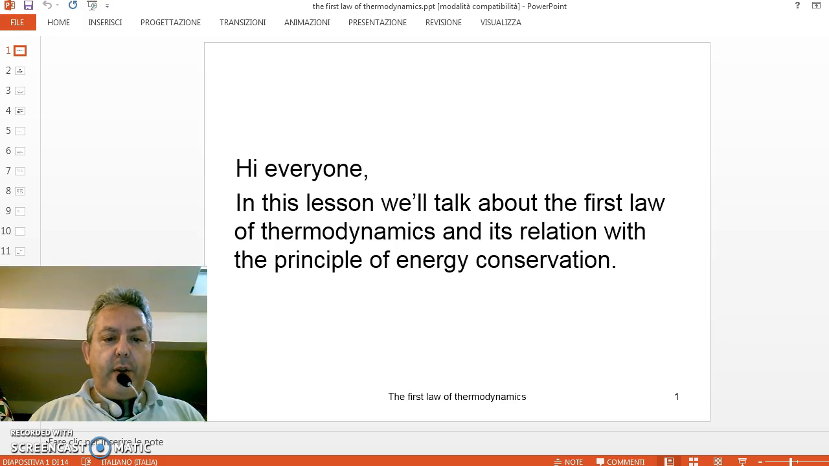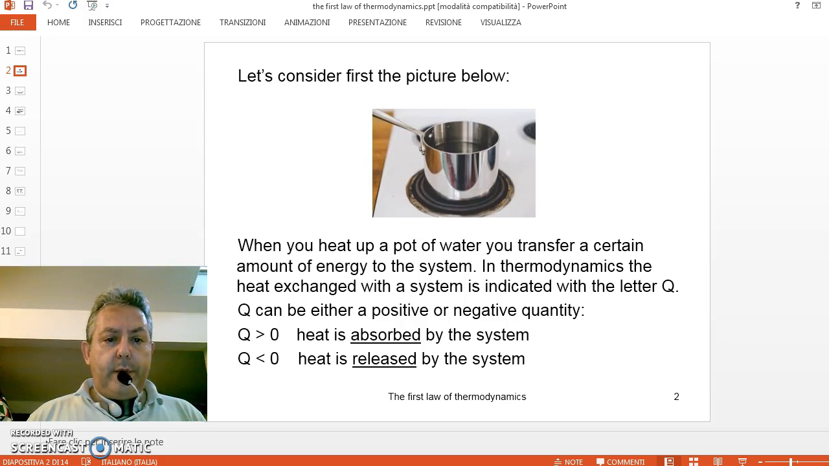We talk about the first law of thermodynamics and its relation with the principle of energy conservation. First of all, let's take a look at this picture. What happens when you heat up a pot of water?